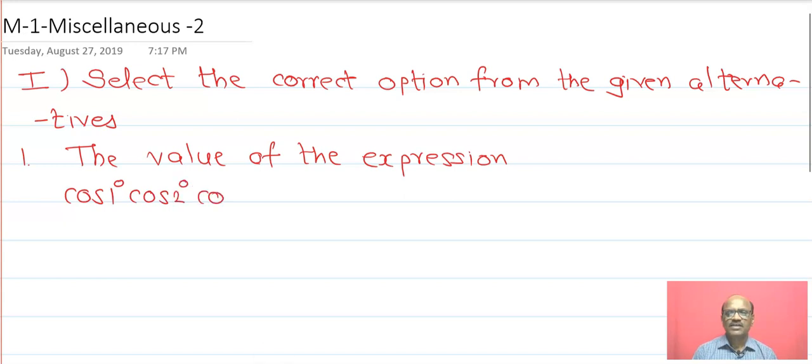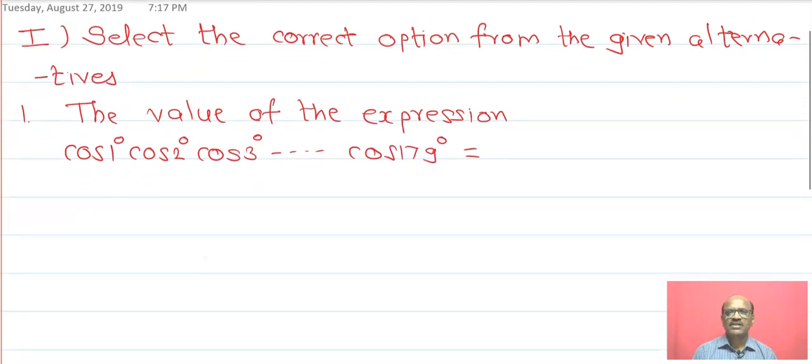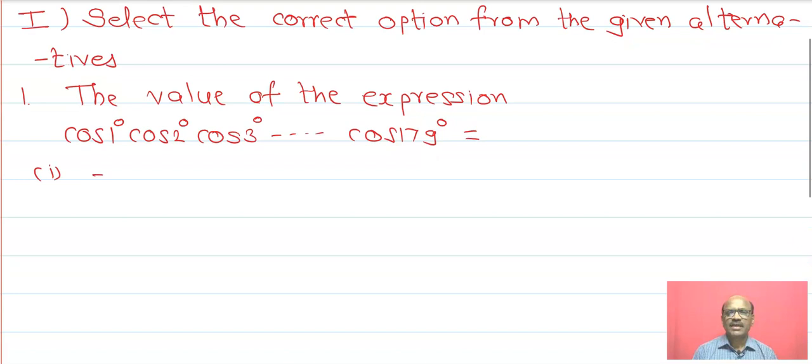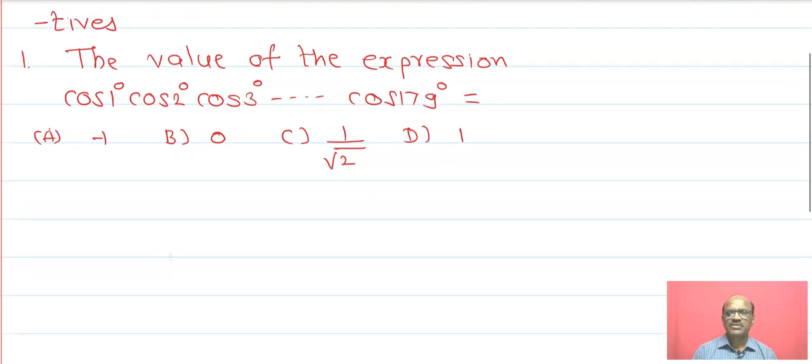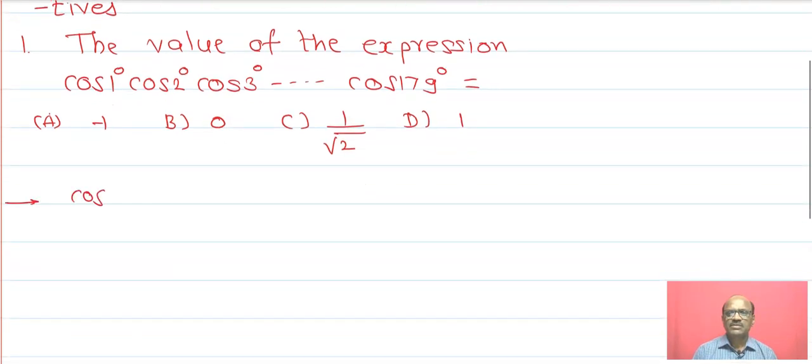cos of 1 degree, cos of 2 degree, cos of 3 degree and so on up to cos of 179 degree is equal to: A) minus 1, B) 0, C) 1 upon root 2, and D) 1.